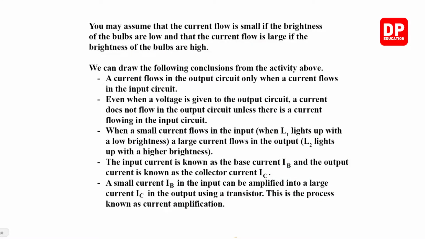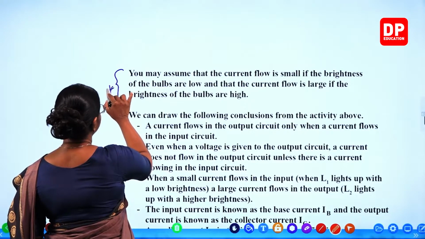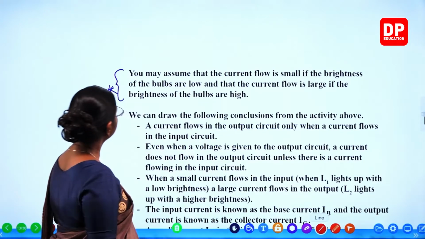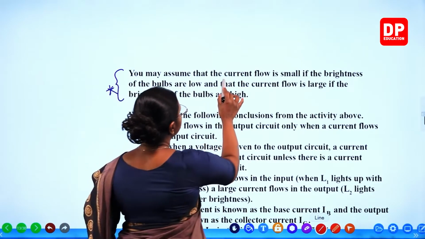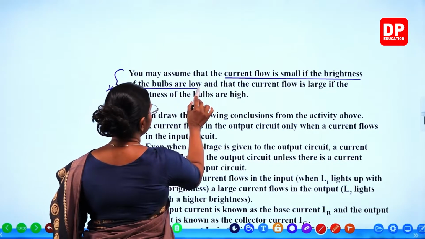So this is something that we have discussed, students. So we will try to understand what's happening here. This first point, you can see, you may assume that the current flow is small if the brightness of the bulbs is low.